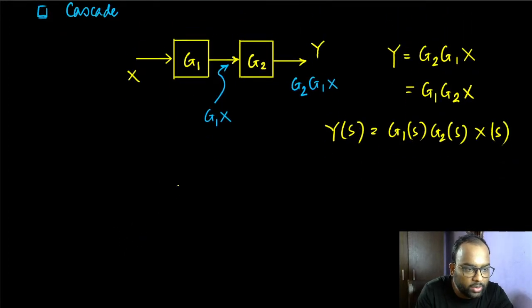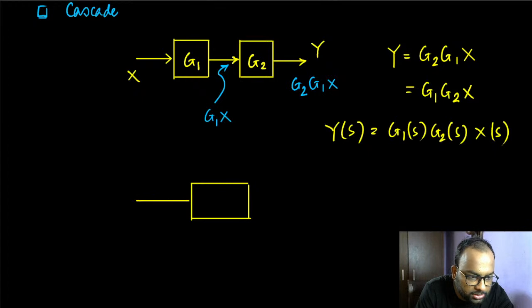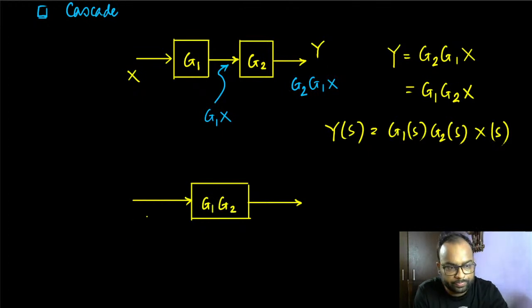But now let's talk about another system. In this system, we don't have two blocks, but let's say we have another system whose transfer function itself is expressed as G1 times G2. And the input is X, the output is Y.